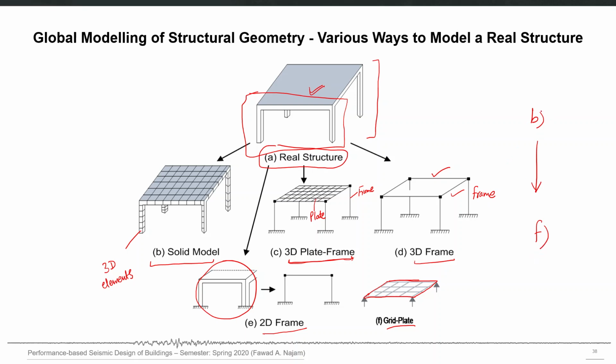Model B is the most sophisticated model, and obviously it will take more time to run also, but that will capture the complete behavior of this real structure because it is based on fewer assumptions and it models almost the complete geometry of the structure. So B may be called the most sophisticated model.